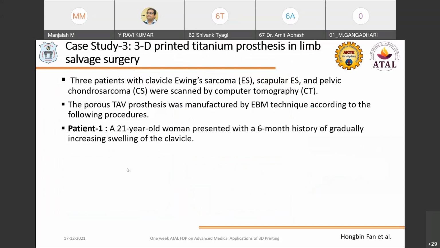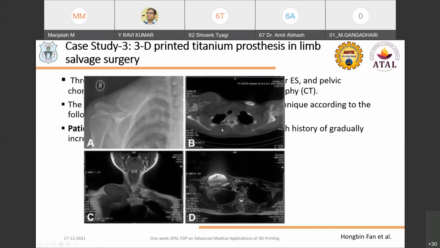And the other kind of case study is with respect to 3D printed titanium prostheses in limb-salvage surgery. Three patients were taken, with clavicle sarcoma, a kind of cancer, scapular Ewing sarcoma, and pelvic chondrosarcoma, and these were scanned with computed tomography. The porous prostheses were manufactured by EBM techniques according to the following procedures with respect to the patients. One is a 21-year-old woman who presented with 6 months of gradually increasing swelling in the clavicle, and that is taken from this MRI data, where this kind of growth is taking place.